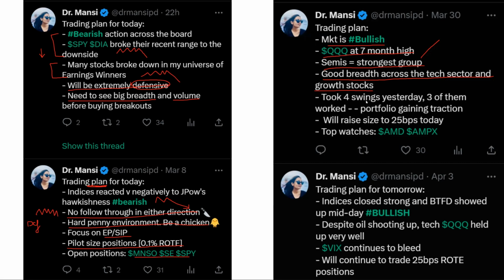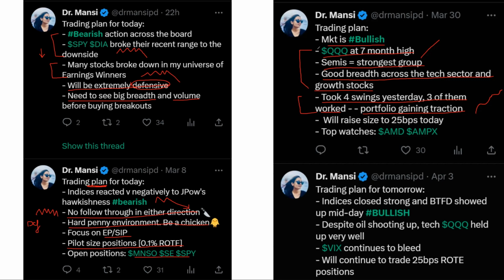Now, I also mentioned, remember, one of the other things that I look at is my own portfolio and the traction that it's gaining. So I said that I took 4 swings yesterday and 3 of them worked. So my portfolio is gaining traction. If I took 4 swings yesterday and 3 worked, that probably means my equity curve is moving up. So that was another check mark.